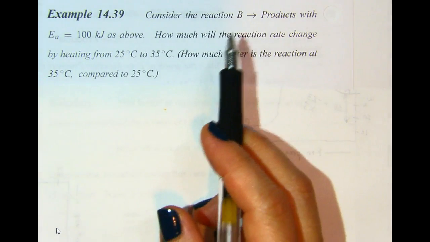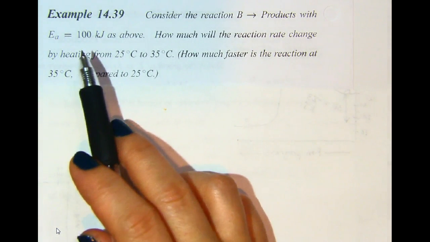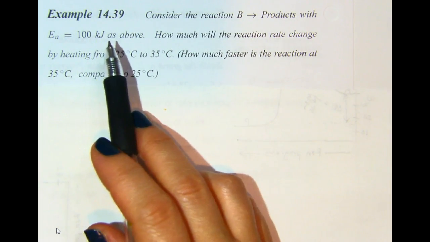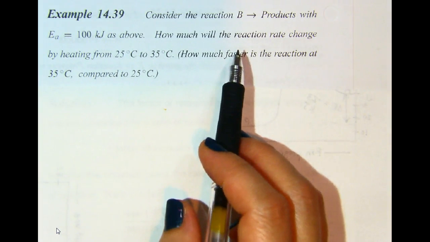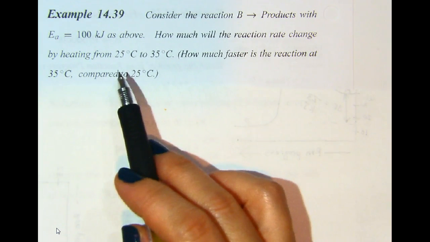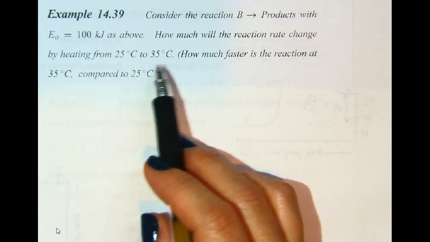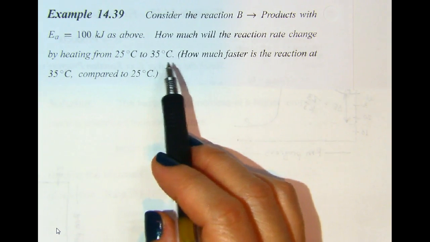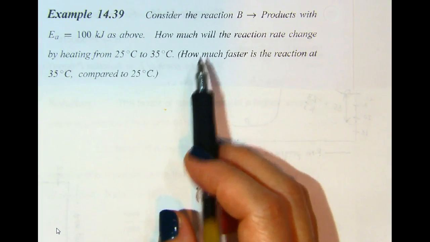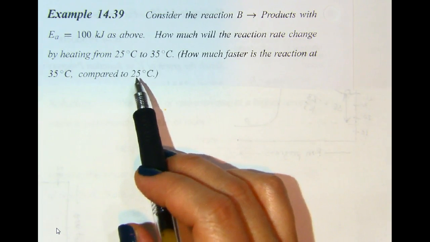So consider the reaction B goes to products with an activation energy of 100 kilojoules as above. How much will the reaction rate change if you heat it from 25 degrees Celsius to 35 degrees Celsius? So basically, how much faster is the reaction at 35 degrees compared to 25 degrees?